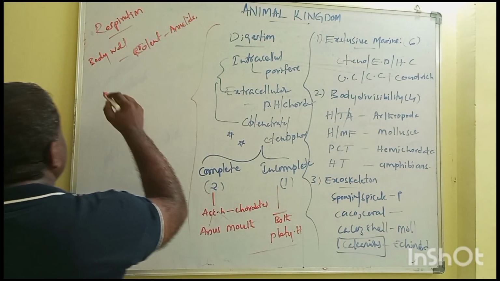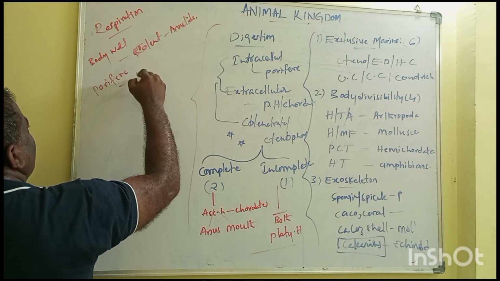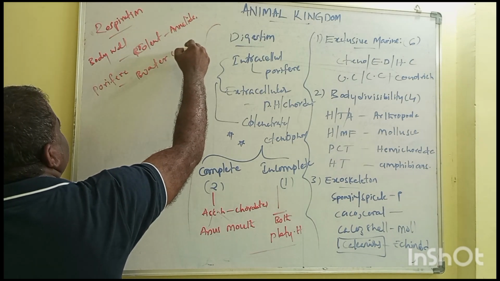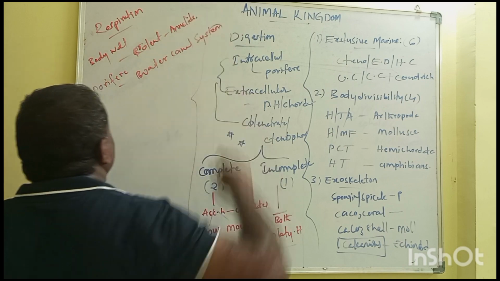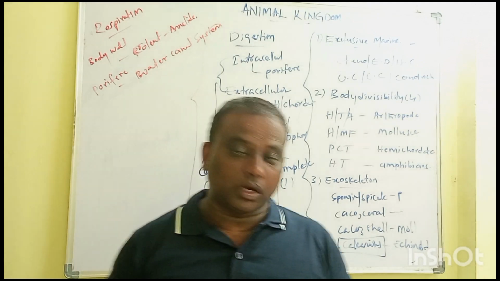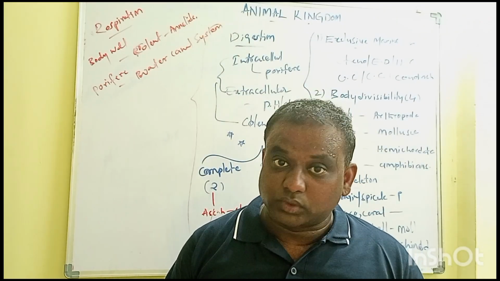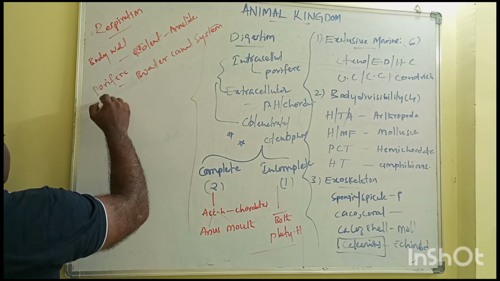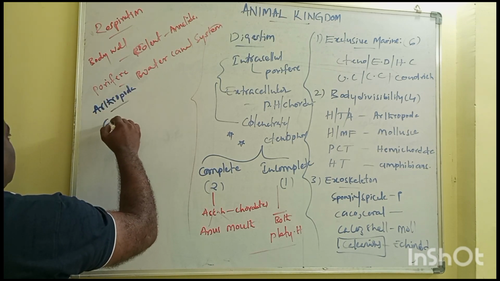So in porifera, the water canal system helps in the respiration part. Now, the first specialized respiratory system we can see is in the Arthropoda. In Arthropoda, there is gill respiration.